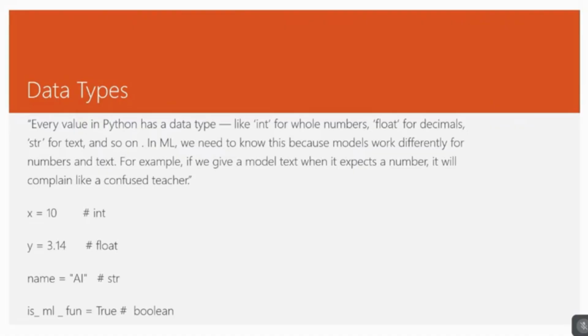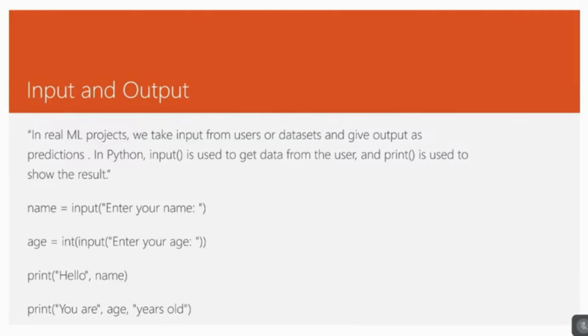So we move on to our next topic, input and output functions. In real ML projects, we take input from users. As we know, we are the users because we type our commands and give instructions to the machine or to ML models. So we all are the users. We give instructions to the system to perform operations.